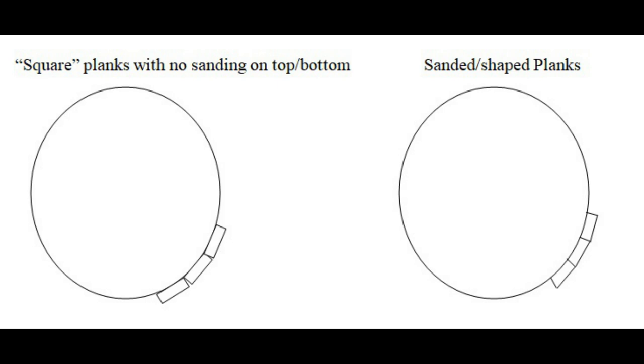Oftentimes, it's only a very slight angle which needs to be sanded into a plank in order to allow it to be flush with its neighbor. It just depends where it's located on the hull. A single plank, as you will find, will have differing degrees of sanding required along its length.